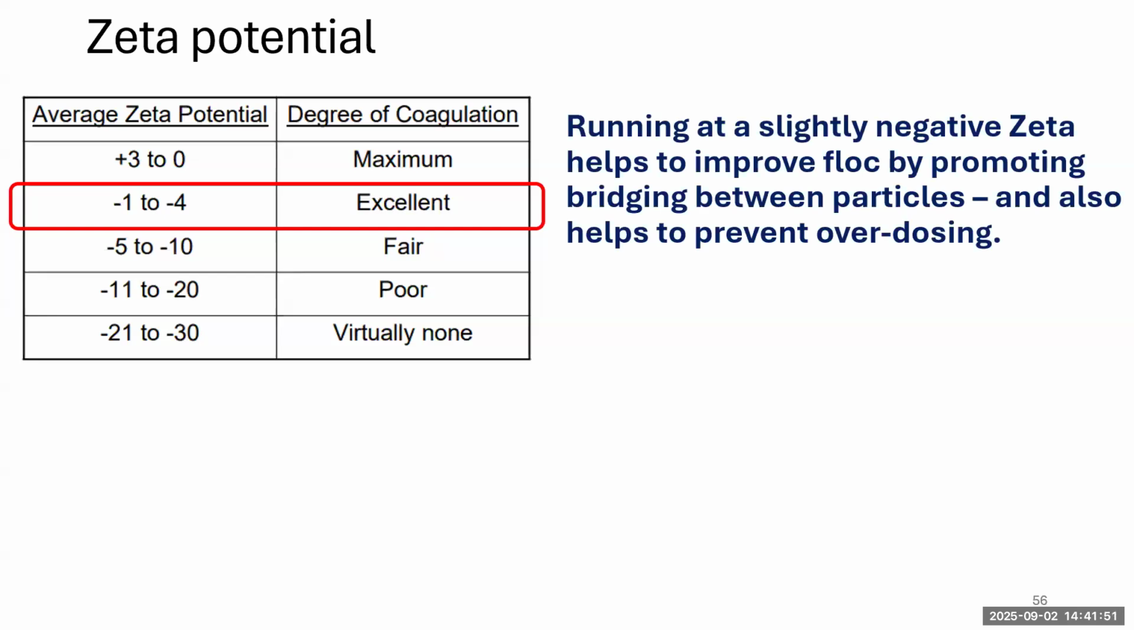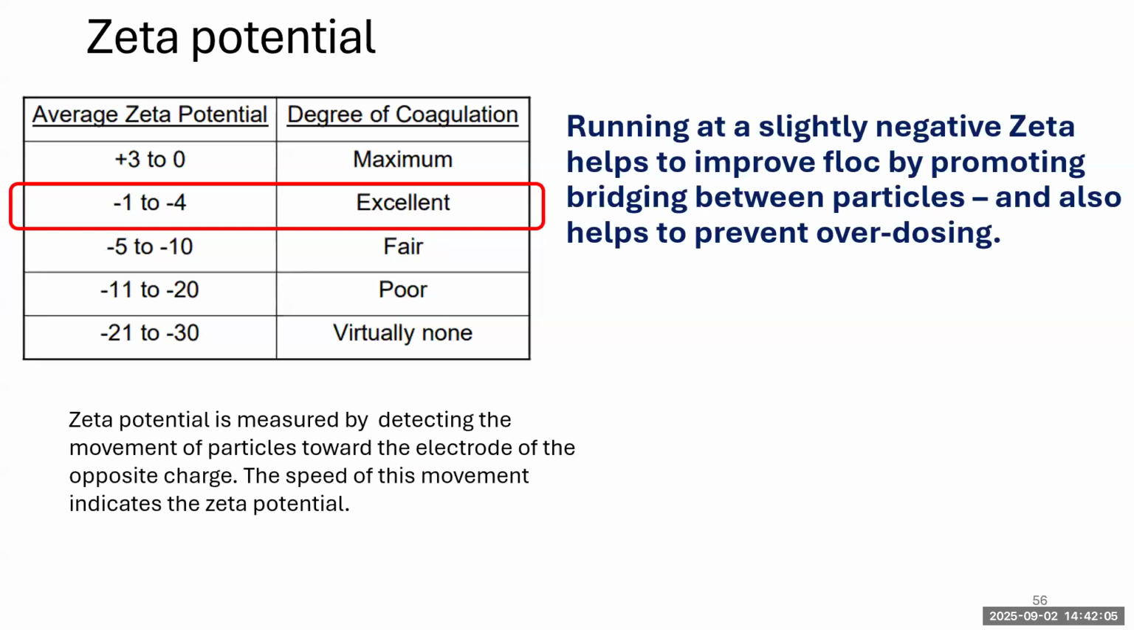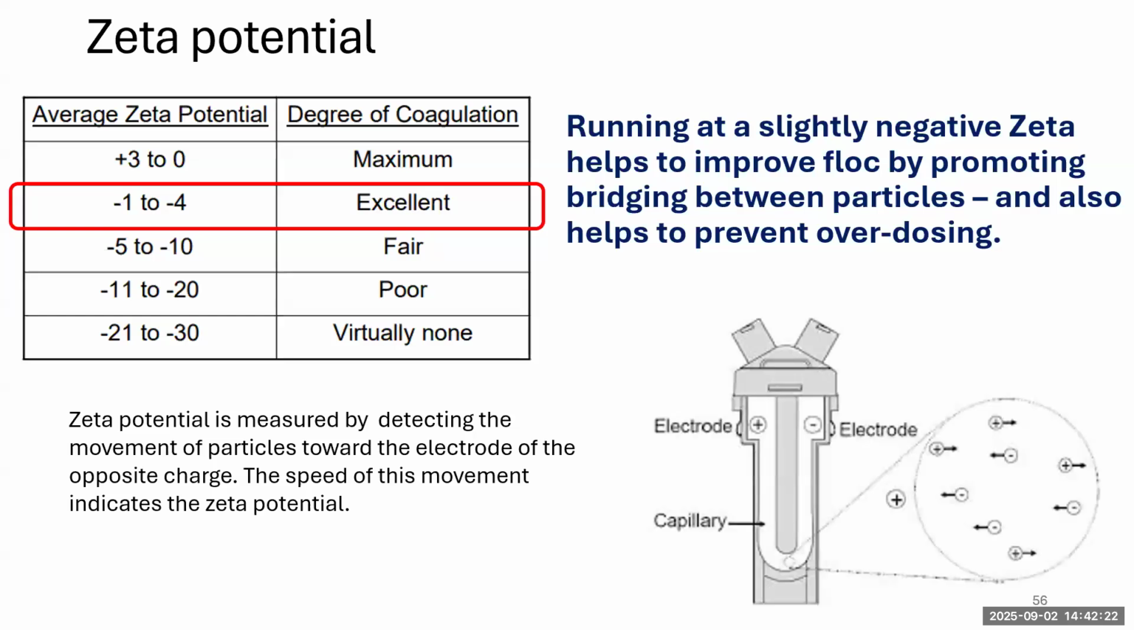This helps to promote further growth, bridging between these flock particles. They still are motivated to connect with each other instead of their charge being completely satisfied. So you can actually help to grow macro flock. So what is zeta potential? It's measured by looking at the movement of particles toward one or the other electrodes of different charges. For example, negative particles will move toward the positive electrode. Positive particles will move toward the negative electrode, and that gives you your zeta potential. So by looking at that test, it can help you to adjust your dose.